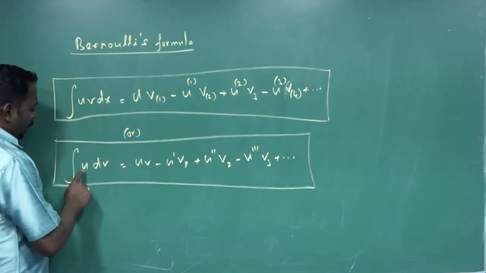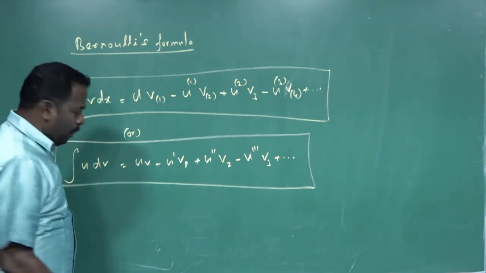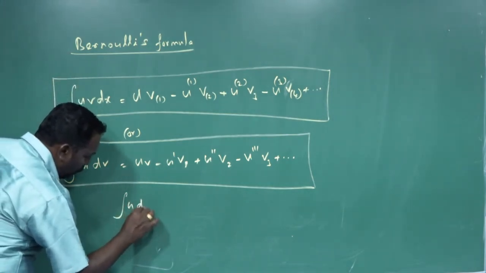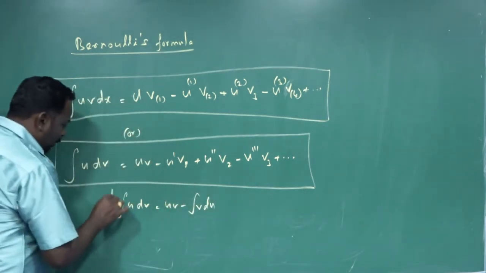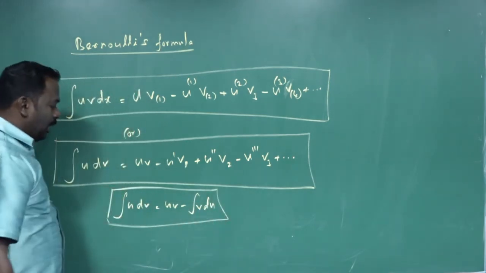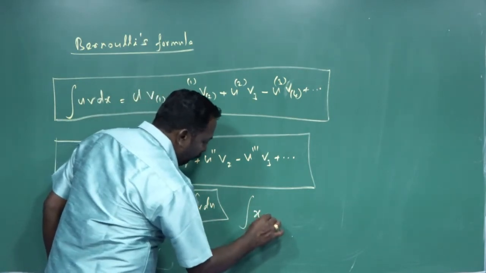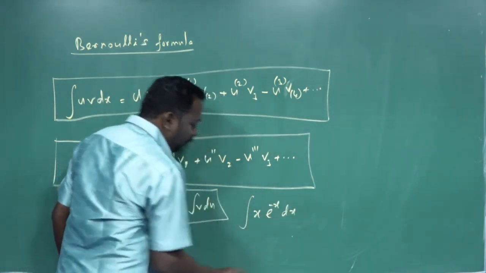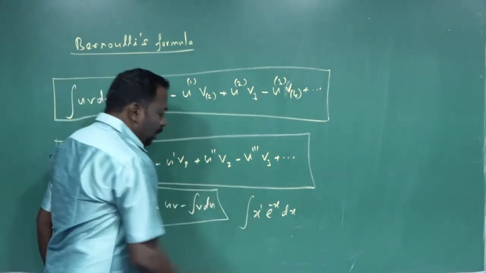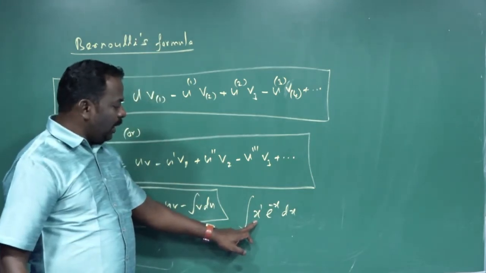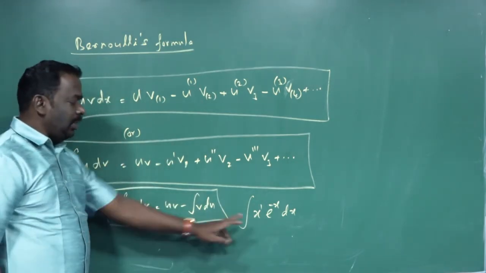Otherwise we can use the same, it is integral u into dv. You know integration by parts: integral u into dv is equal to uv minus integral v into du. Integration by parts is a particular case. For example, suppose the integral is x into e power minus x dx, or x into e power x dx. The power of the function u, that is x, has degree equal to 1. You apply integration by parts and simplify this integration.